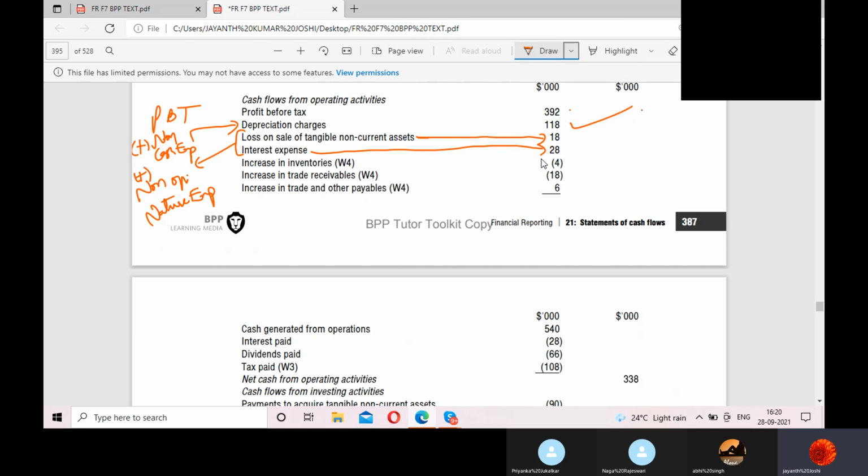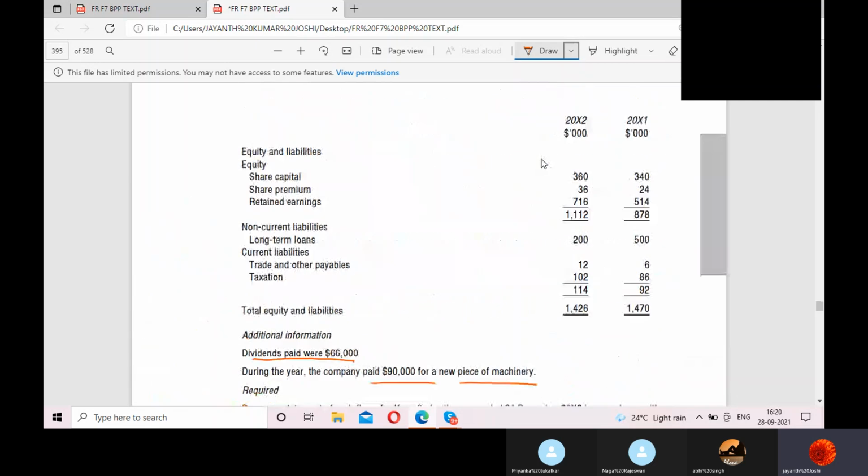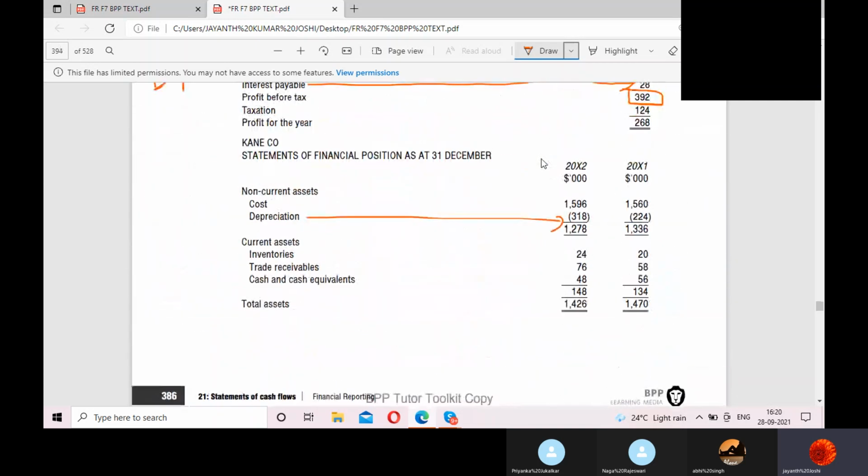Now the next part is we have to see the working capital element changes. So let's see what things are given. As you know, we have to check the current assets and current liabilities. Inventory was 20, now it is 24. So we bought inventory, so there is a decrease in cash in the current year. We purchased inventory, so the inventory account value increases and the cash account value decreases. So we will subtract.